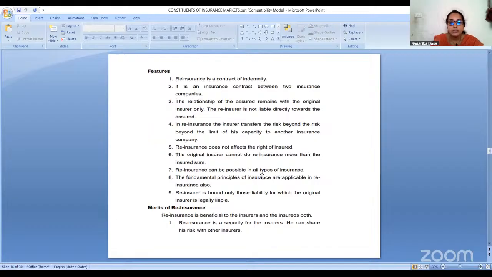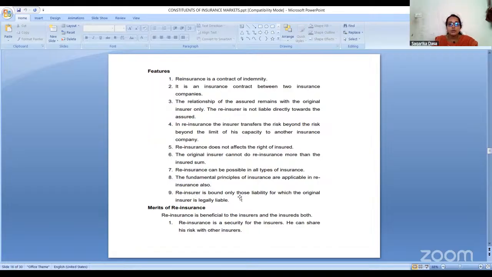Reinsurance can be possible in all types of insurance. An insurance company can go with a reinsurance contract for any type of insurance policy. The fundamental principles of insurance are applicable in reinsurance also. Whatever insurance principles we follow at the time of taking up the policy, the same principles are applicable for reinsurance also. There are no separate principles for reinsurance or insurance. Both have the same principles.